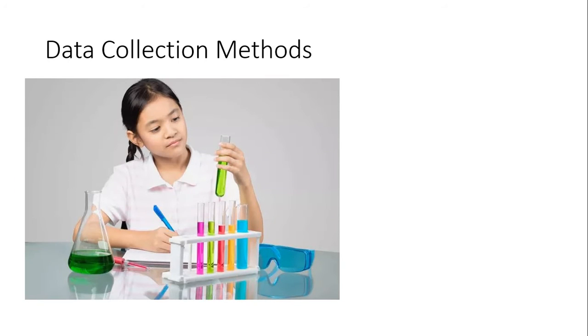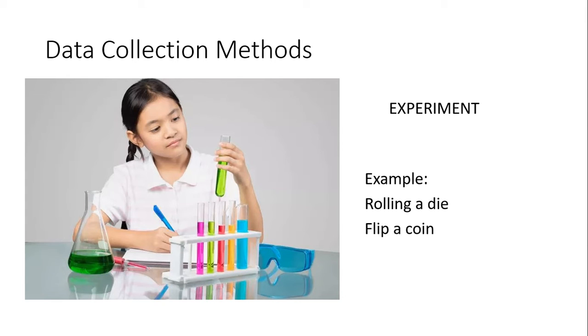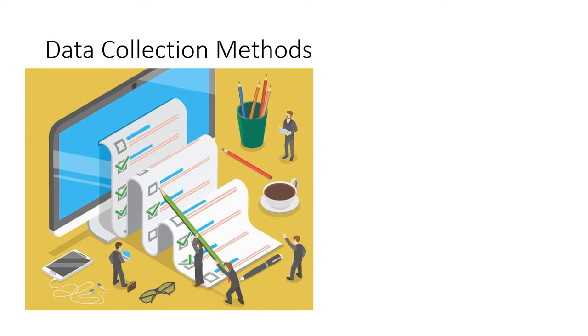And the second method is by experimenting. Experimenting is collecting data by doing something, and the example is given when you rolling a die, and then when you flip a coin. You can obtain data by doing these two activities. And the third one, and the most common used one, is by survey.